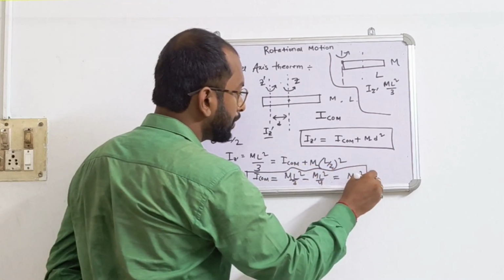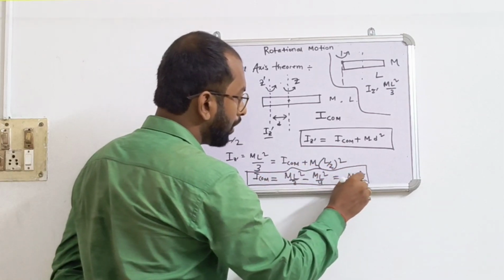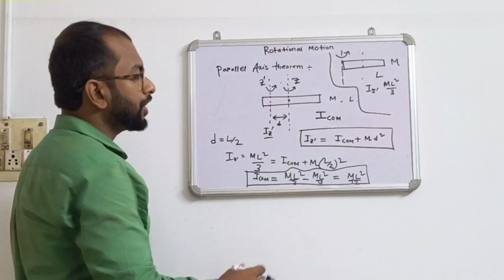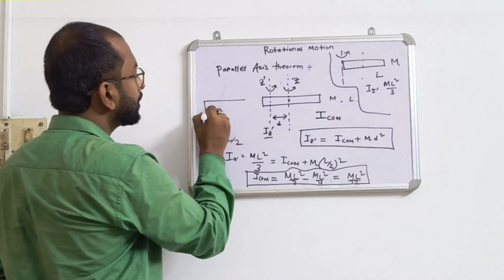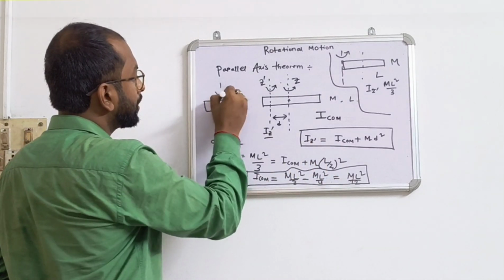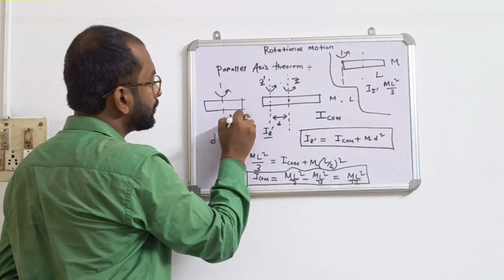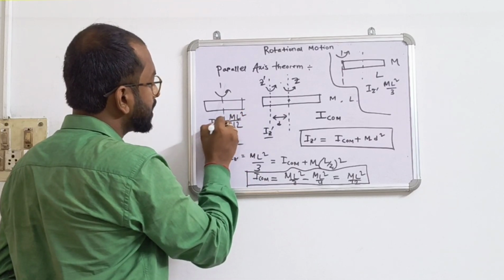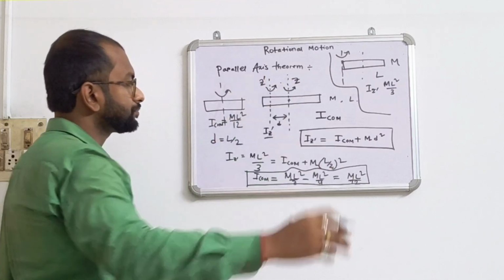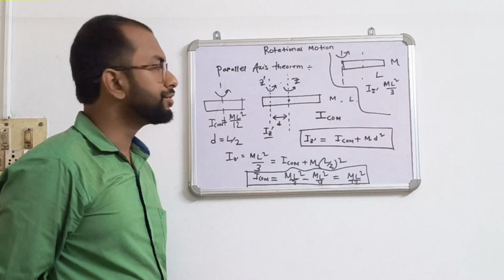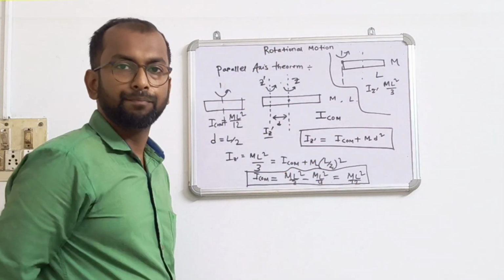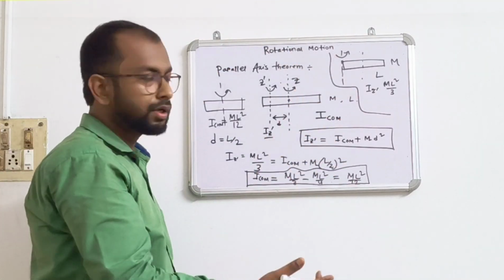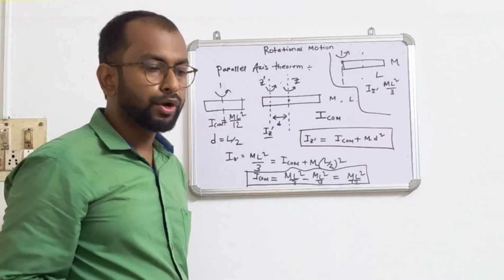So for a uniform rod, right now we found that the moment of inertia with respect to the middle point is m L square by 12, ICOM. That is the usage of this parallel axis theorem. This is one of the usages. Now we can discuss more examples.